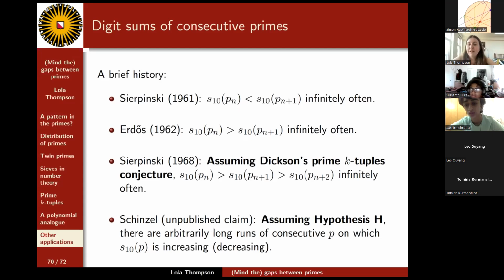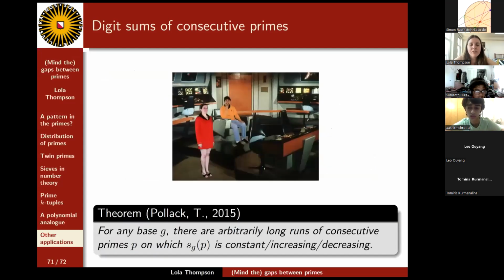My co-author and I realized that we could put together some ideas from Maynard and Tao's proof, along with some results on digit sums. And we could show that for any base G, there are arbitrarily long runs of consecutive primes where the digit sum base G is constant, or similarly, you can get the result where the digit sum is increasing, or similarly, where the digit sum is decreasing. So we can get any of those three.